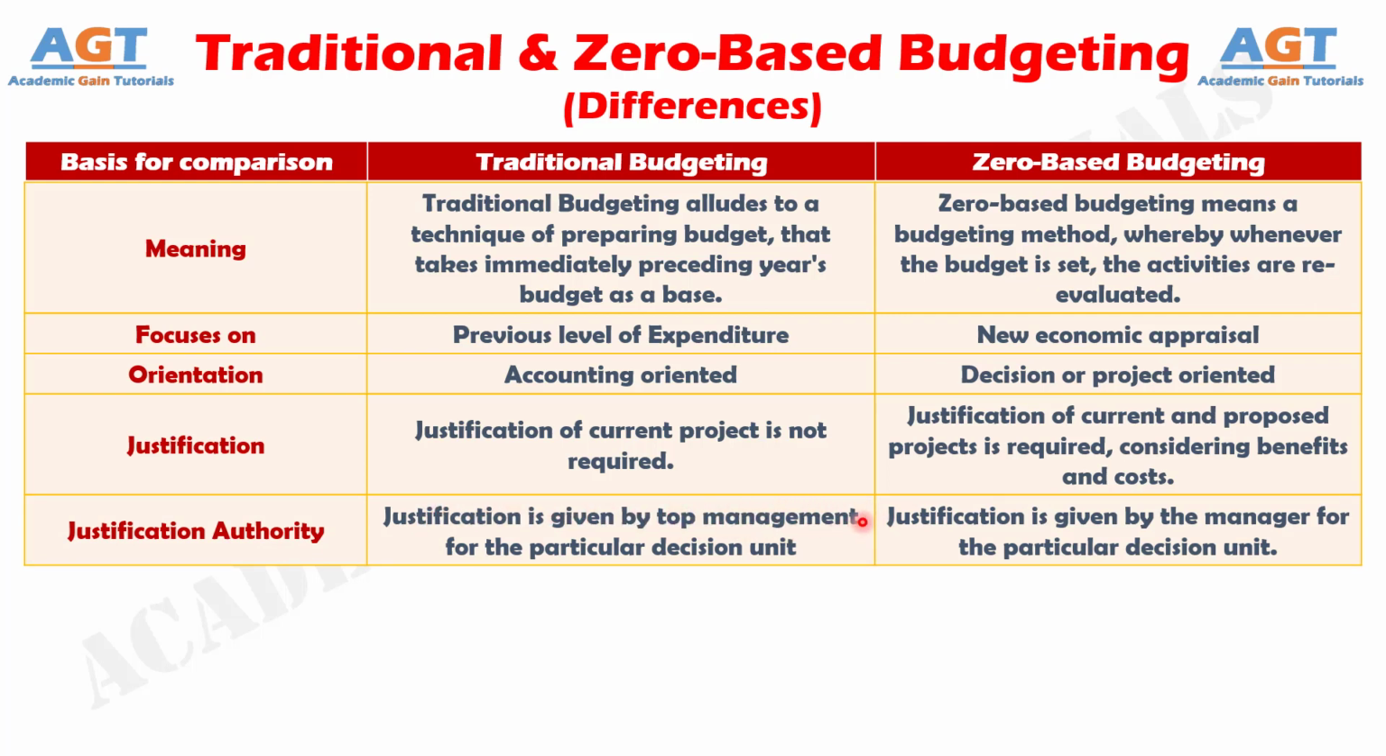Number 5. In traditional budgeting, the decision on why a particular amount is spent on a decision unit is taken by the top management. Unlike zero-based budgeting, the decision regarding spending a specified sum on a decision unit is on the managers.